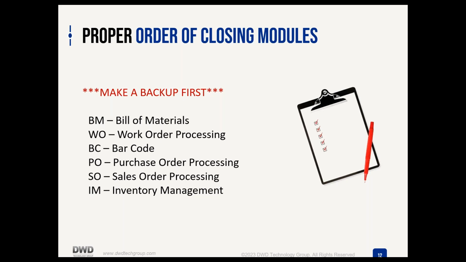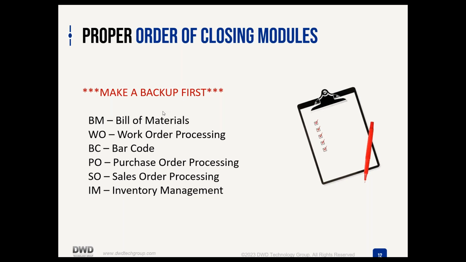As far as the closing process, this is a general list of the modules from Sage. And we're going to even note a little tiny discrepancy here because work order is now called production management. So the bill of materials module would get closed first, then production management. If you're using the barcode module from Sage, that would need to get closed. Purchase order, sales order, inventory.